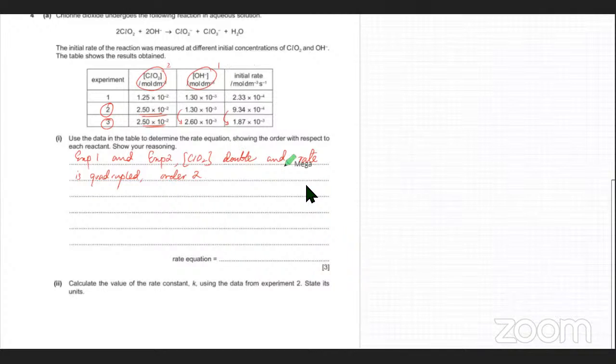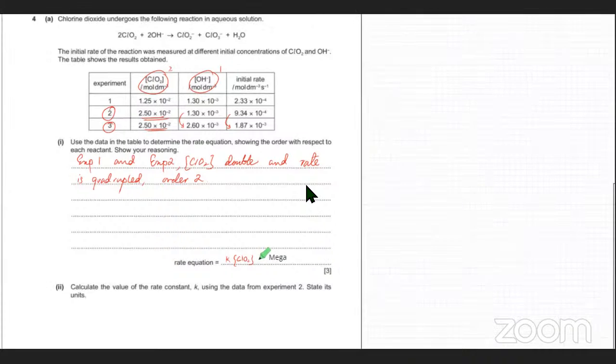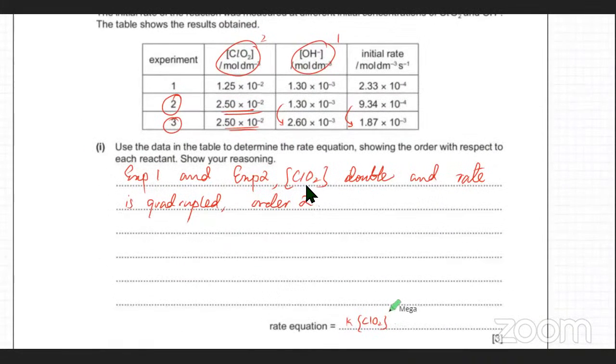And our rate is this. Clear? All clear? Ethan, Mohammed, is this clear? Yes. So it's going to be ClO2 concentration, order 2, and it's going to be OHI in concentration, and that's going to be order 1. Okay, so that's this one.